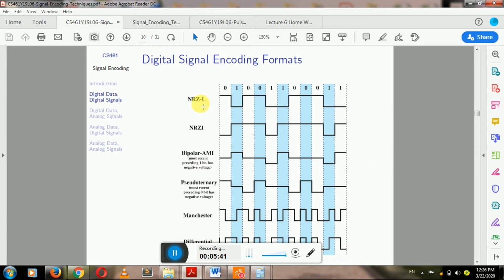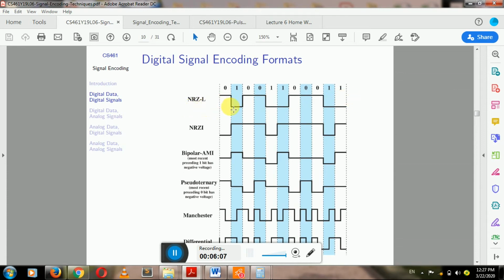So their definition: when we encode digital data into digital signals, when you say digital data, that means a sequence of bits, like 010011000011. So this is the digital data. How do we encode it into a digital signal, that is, a discrete voltage pulse? So there is a definition.